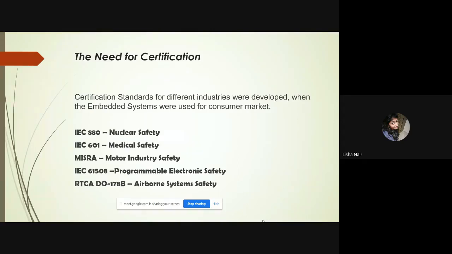MISRA is used in the automobile industry. Then we have IEC 61508, which is what I'm working on, in the locomotive industry. We use programmable electronics in the locomotive industry, which is in the trains. What you see in the metro, many of the things are automated. Right now in the metro, doors open automatically. Everything is done by programmable electronics, and we followed the IEC 61508 standard to develop those systems. Then we have RTCA DO-178B, which is the airborne system safety standard, especially for avionics.